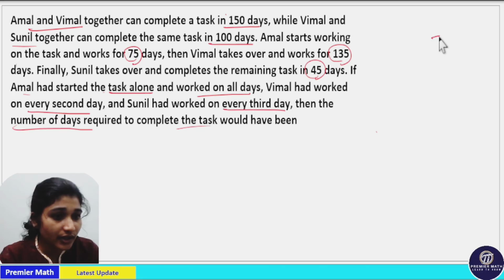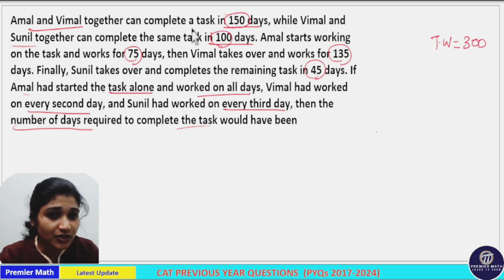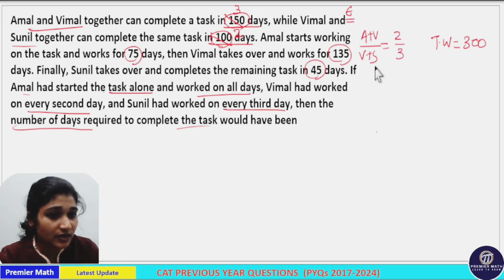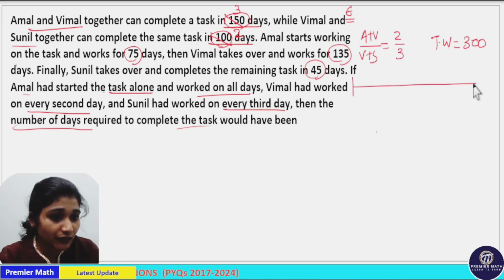Here, total work is the LCM of 150 and 100, which is equal to 300 units. Now, the days ratio of Amal plus Vimal and Vimal plus Sunil is in the ratio 3:2. And we already know efficiency ratio is inversely proportional to days ratio. Here the days ratio is 3:2, which means the efficiency ratio is 2:3. That is, Amal plus Vimal efficiency is 2 units and Vimal plus Sunil efficiency is 3 units. Now draw the workflow diagram.